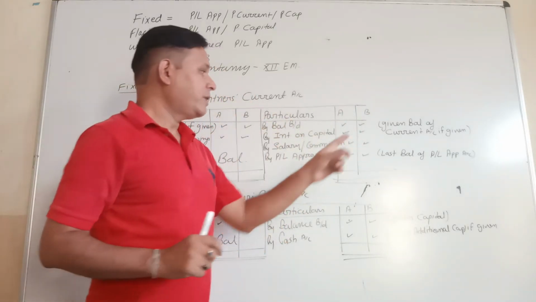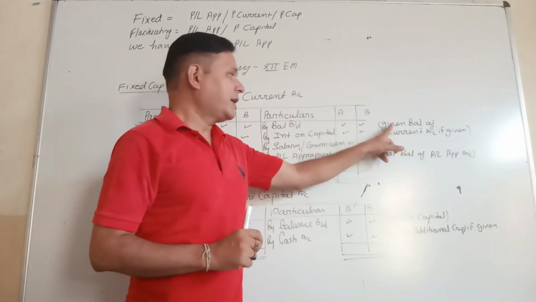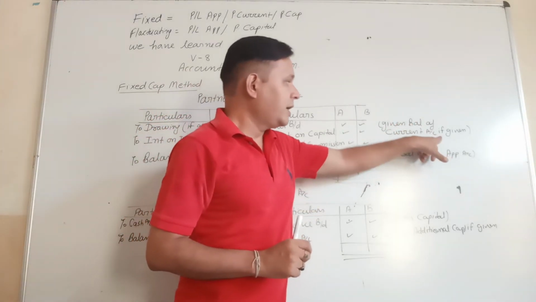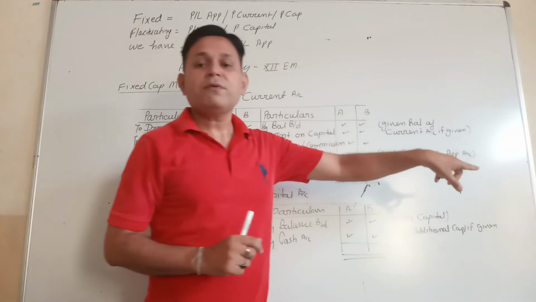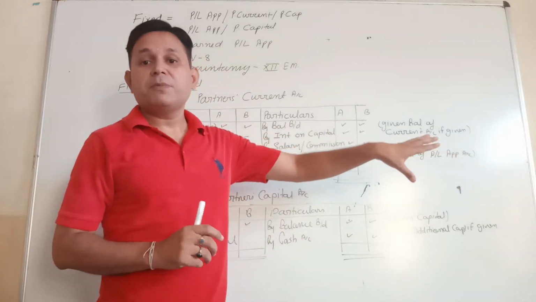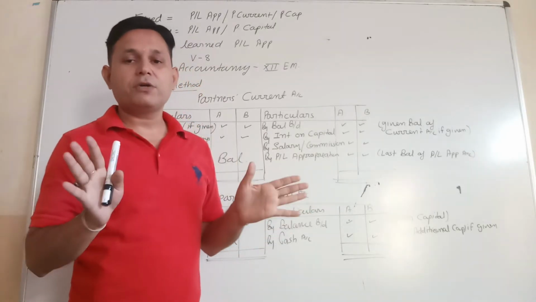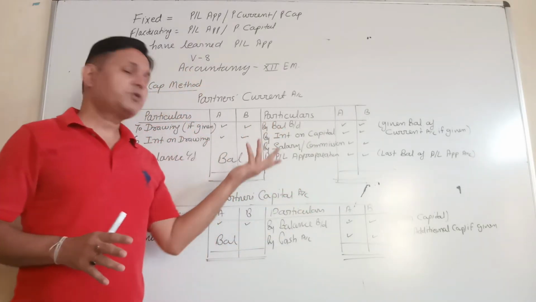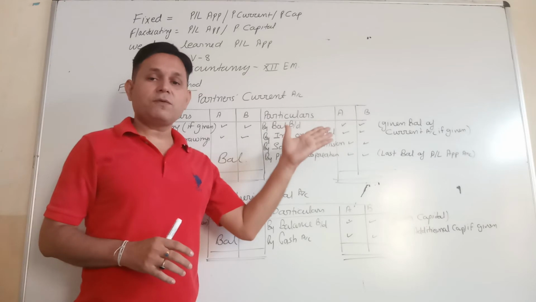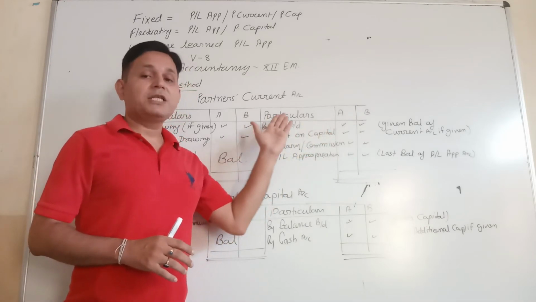Just zoom the video and see here. I have given the balance of the current account. I write here "give if given." It means if the balance is given, then you have to write it. If no balance is given, no need to write. So it's the first point: write the balance of the current account as balance b/d.